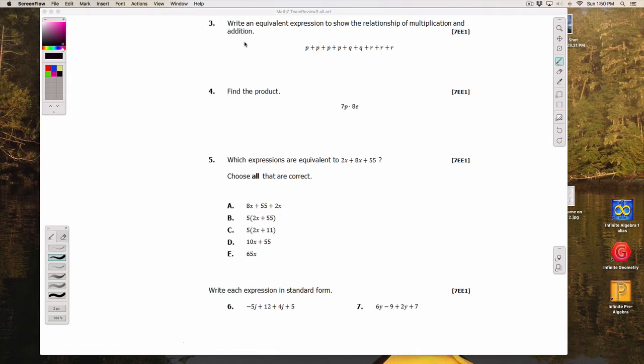Hi, this is the team review, page 2, questions 3 through 7. The standard is 7.EE.1. Question 3. Write an equivalent expression to show the relationship of multiplication and addition. Okay, so I've got to include multiplication and addition in the expression that I write.